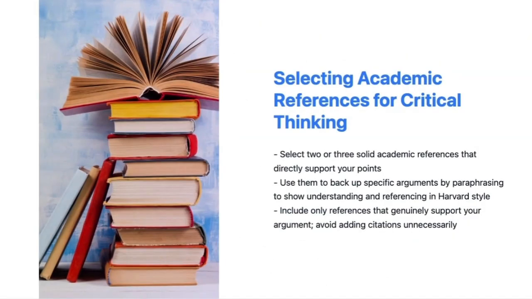When it comes to sources, choose 2 or 3 solid academic references that deal directly with critical thinking, evidence-based practice, or cognitive bias. Use them to back up specific points, paraphrase to show you understand the material, and reference them properly using Harvard style. Only include a reference if it actually supports your argument. Don't just add citations for the sake of it.